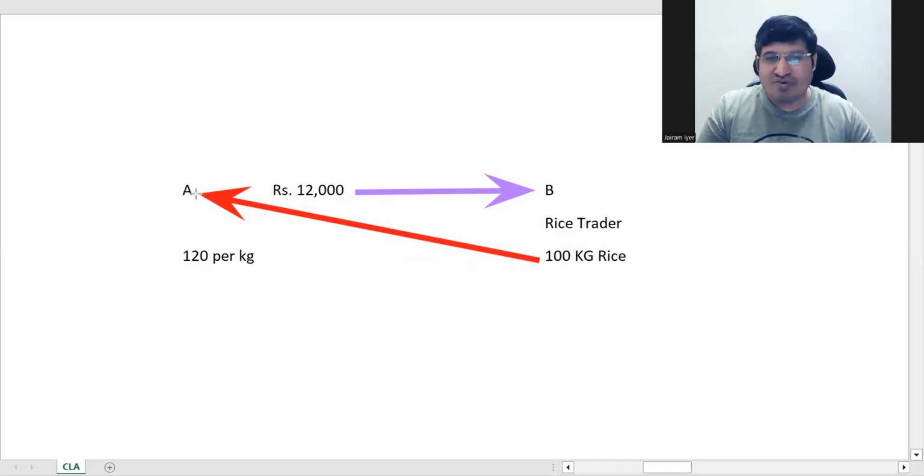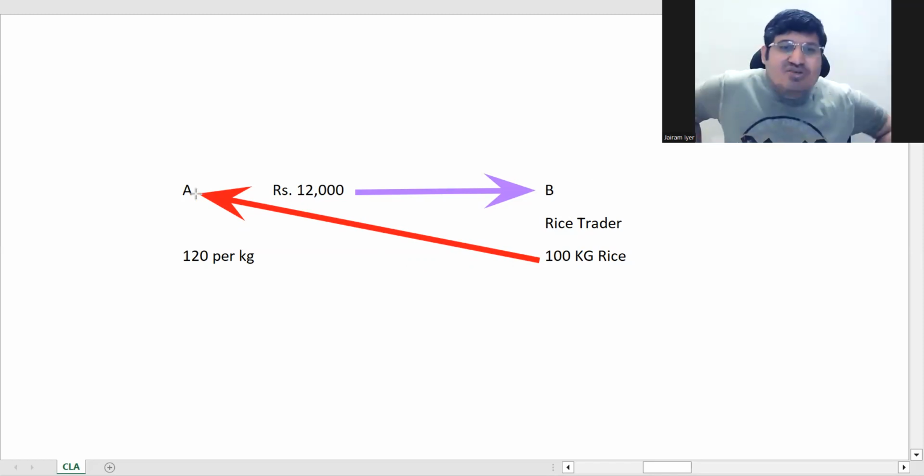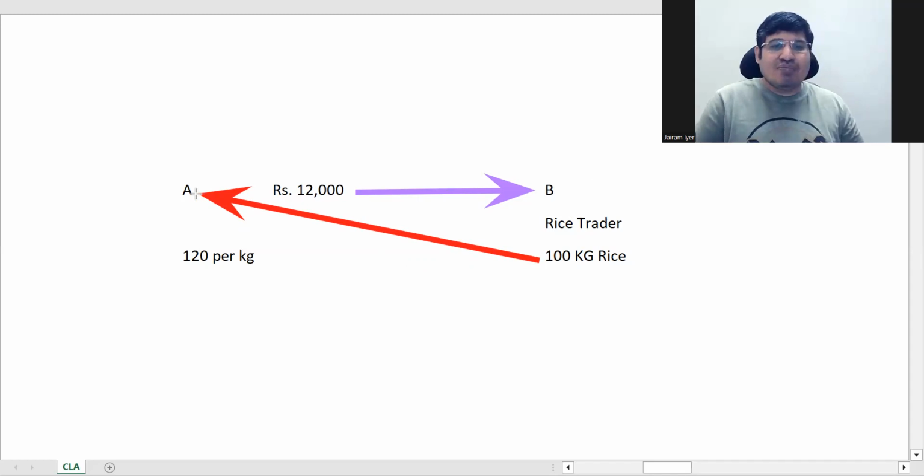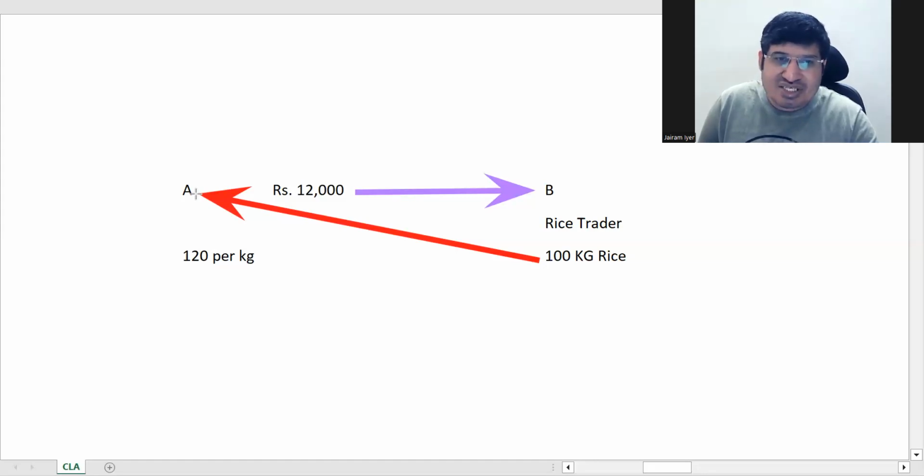Generally, we just say consideration is rupees 12,000, because by money you can put a value to the 100 kg rice. It becomes measurable. So you just say that consideration is 12,000, which is the consideration in monetary value. When you talk about only consideration, consideration for B is 12,000, for A is 100 kg of rice. Just think what they are getting in return. That is their consideration.